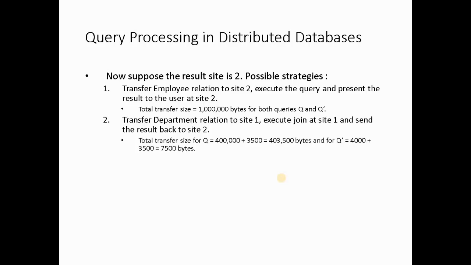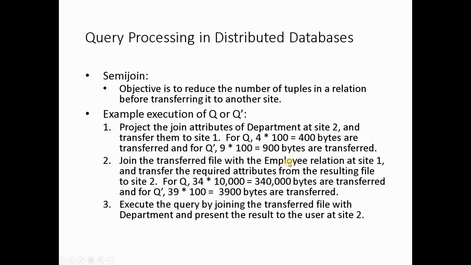That means the total transfer is 400,000 plus 3,500 for the first one, because you are going to get 10,000 employees, so the result size is 400,000, and you will get 3,500. For Q dash, you will see that it's 4,000 plus 3,500, that's 7,500 bytes.